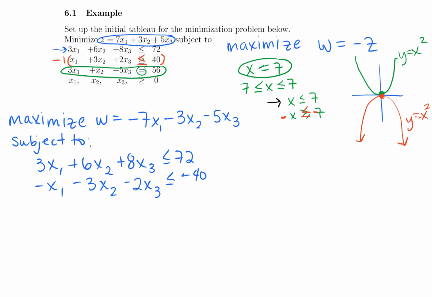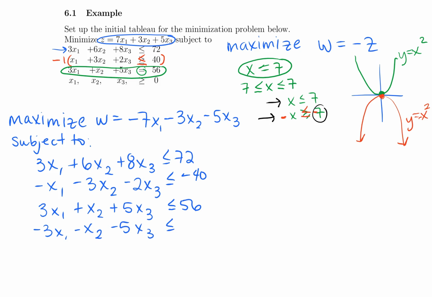We'll have 3x1 plus x2 plus 5x3 less than or equal to 56. And then we will also get a second constraint. So we'll need to take the opposite of what we have, and then it'll be less than or equal to the opposite of 56. So our second constraint will be negative 3x1 minus x2 minus 5x3 less than or equal to negative 56. And of course, x1, x2, and x3 are all still required to be greater than or equal to 0.